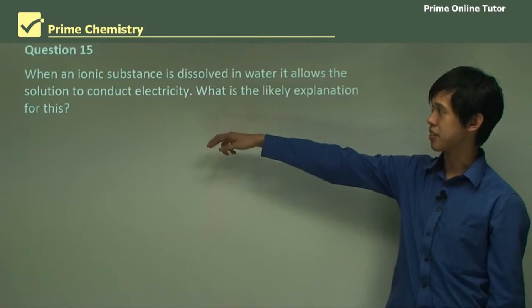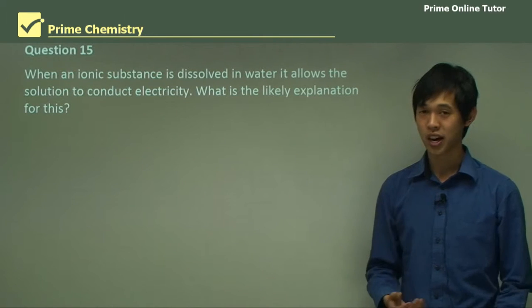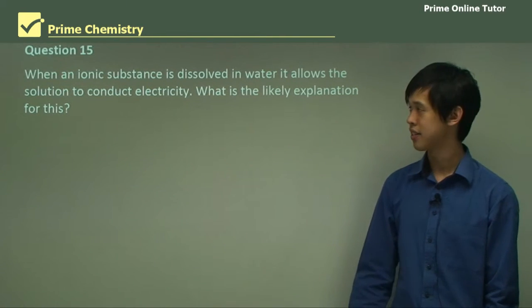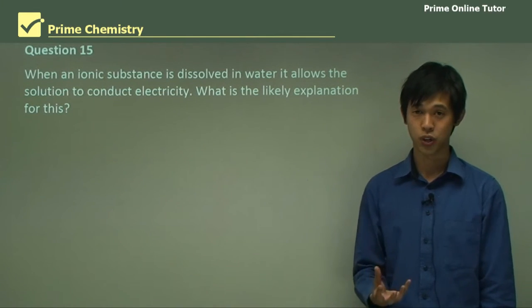So when an ionic substance is dissolved in water, it allows the solution to conduct electricity. So why is this happening? What's the likely explanation for this? So when we actually dissolve salt in water, it actually improves the conductivity of that water. So what's going on?